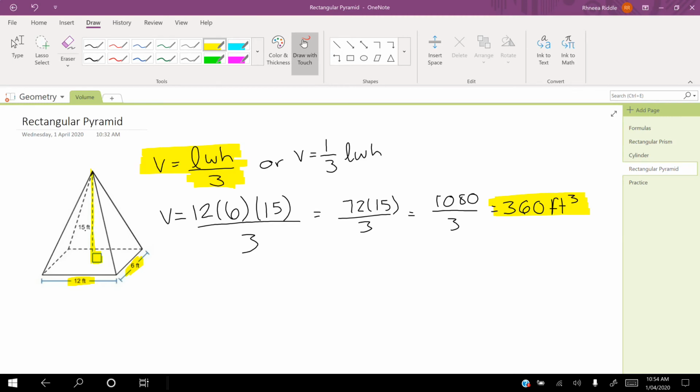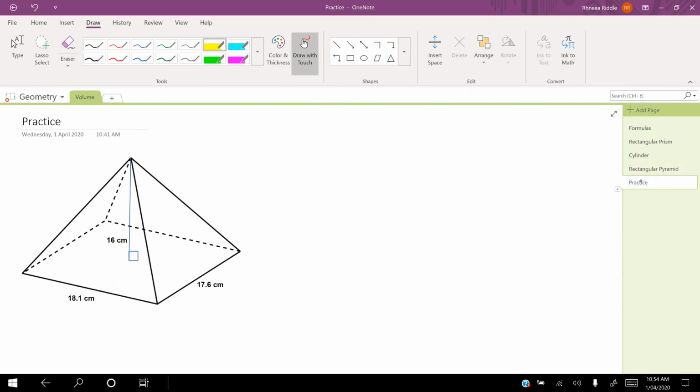Now you're going to want to go ahead and using your pencil and paper that you've been using this entire lesson, and I want you to try finding the volume of this rectangular pyramid. And remember, volume is length times width times height divided by 3, or volume equals 1/3 length times width times height. Go ahead and pause the video now and try it out.